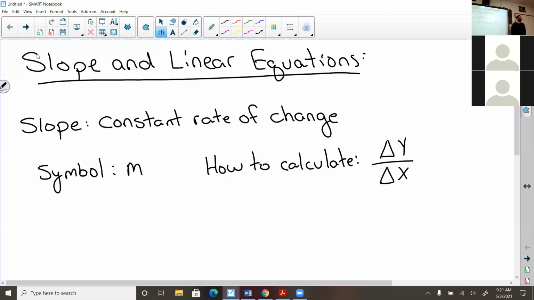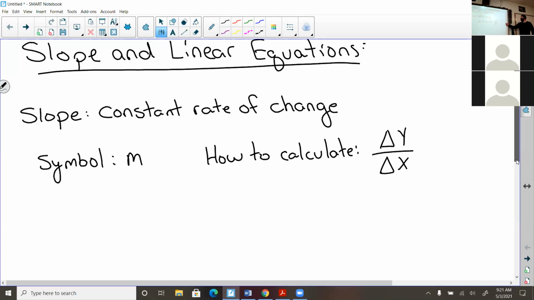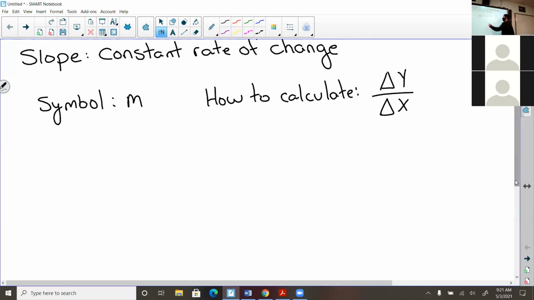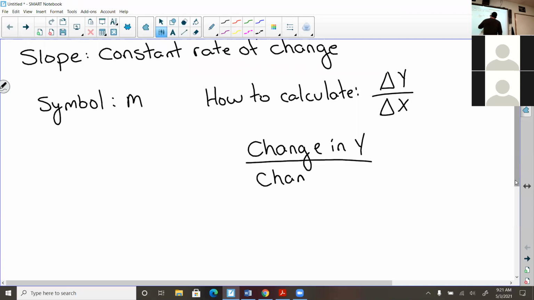So to do it in terms of Greek letters, triangle Y over triangle X, that triangle is a Greek symbol pronounced delta. So delta Y over delta X, that is the mathematical formula for slope. But you may know it as the change in Y divided by the change in X. So how far did we go over how much time went by?